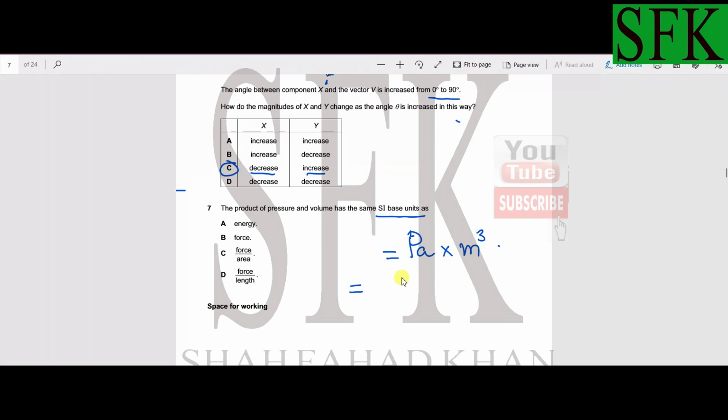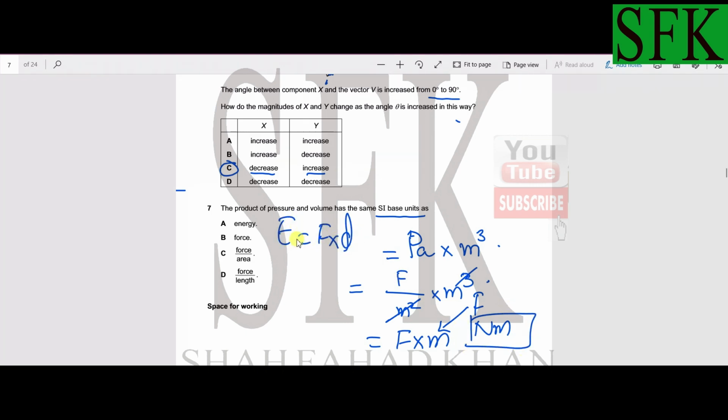First of all, we need to break this pascals into base units. Pascals is force per unit area, right? Force upon area. Area can be written as meter squared, and we get the product of meter squared and meter cubed. All right, they'll cancel out. So the thing that we are left with is force multiplied by meters, basically force multiplied by displacement or force multiplied by distance. Basically, newton meter is left, and newton meter we know that energy or work done is equal to force multiplied by distance. So these are the same as energy. Answer option A is correct.